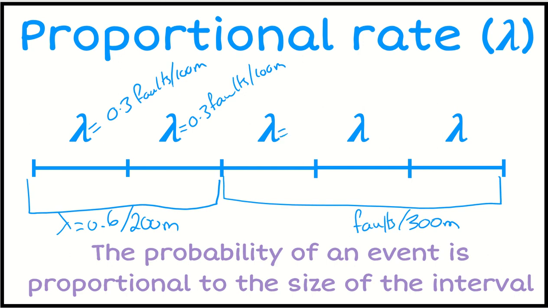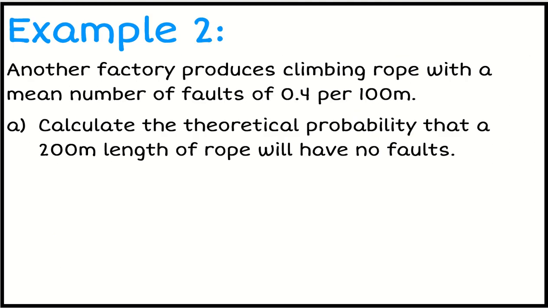Okay, if I wanted to extend it and do it over 300, a rate per 300 metres, then I would do my 0.3 plus my 0.3 plus my 0.3. That would give me a rate of 0.9 faults per 300 metres. So this is what it means to be a proportional rate, is that we can extend the rate out and assume that it is proportional. So let's use that idea for this question here.